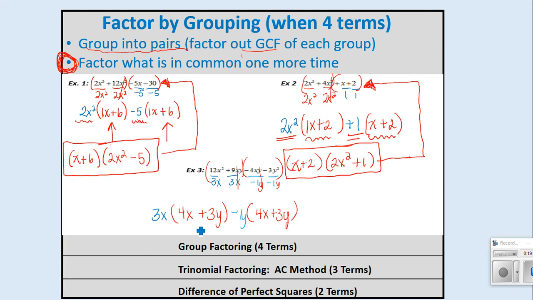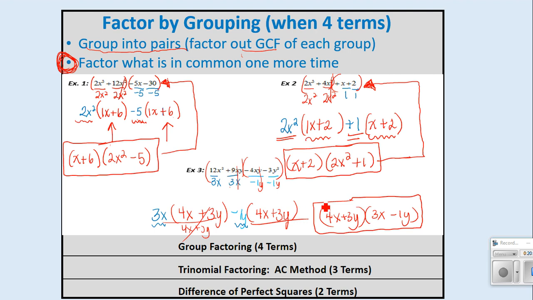So what do these two terms have in common? They have a 4x plus 3. So if I take out the 4x plus 3, and I divide it out of this guy, I'm left with a 3x. And if I divide it out of this guy, I'm left with a negative 1y. So the two factors that multiply to make my original problem are these two factors.